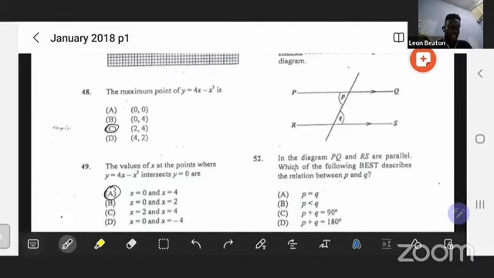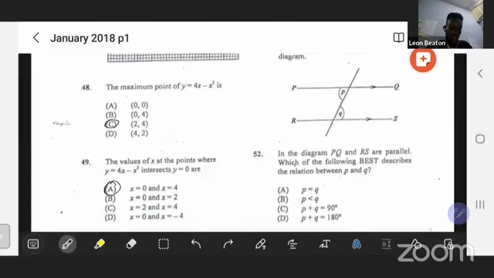Which of the following best describes the relationship of P and Q? So this here and this. So it's alternate angles, a Z angle. So we know those two should be equal. So P and Q will be equal, which is A.